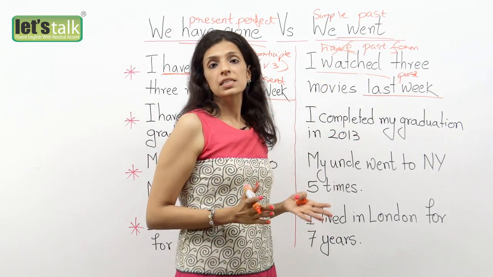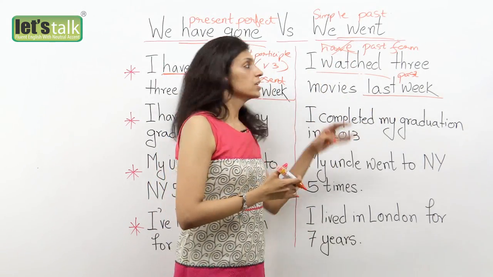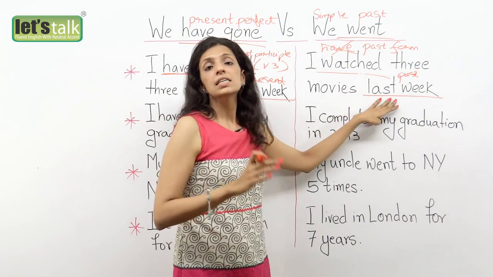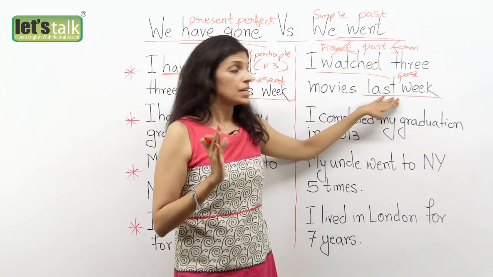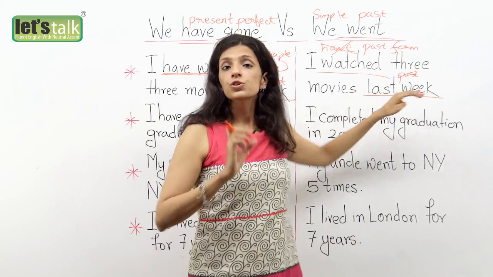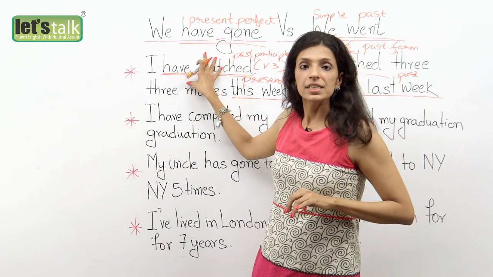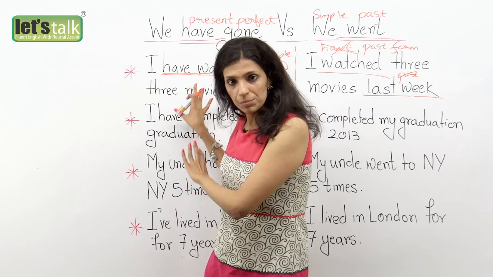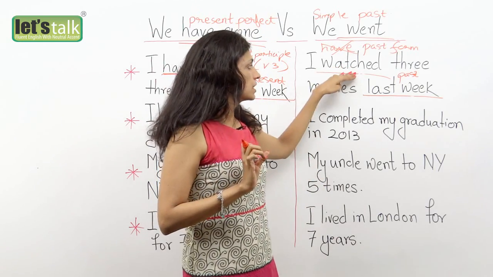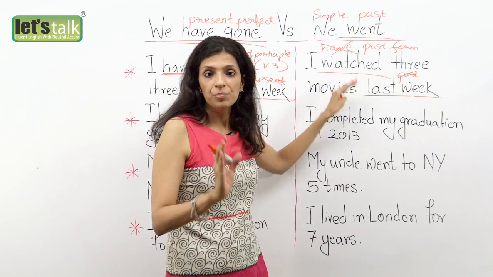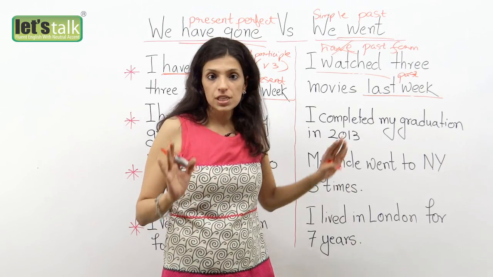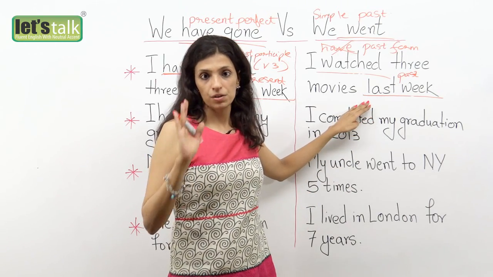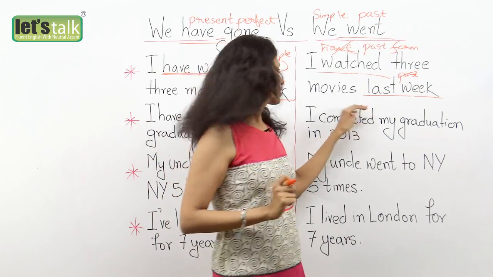Now a lot of people get confused and say "I have watched 3 movies last week." This is absolutely wrong because last week is the past. You cannot use a present perfect tense to link something in the past. This is always used to denote something in the present, and the past tense is always used to say something is completed, it's finished in the past, the time frame has gone. Okay friends, always remember this.